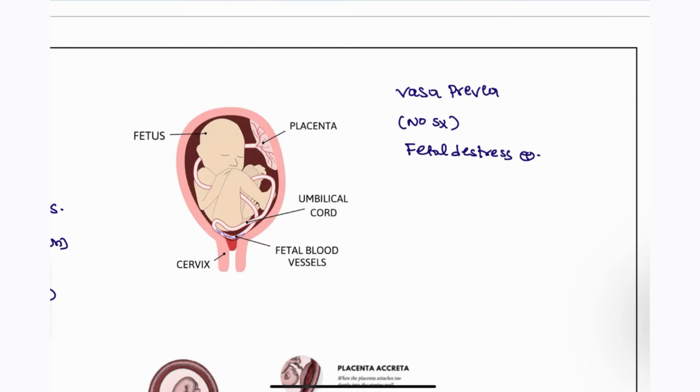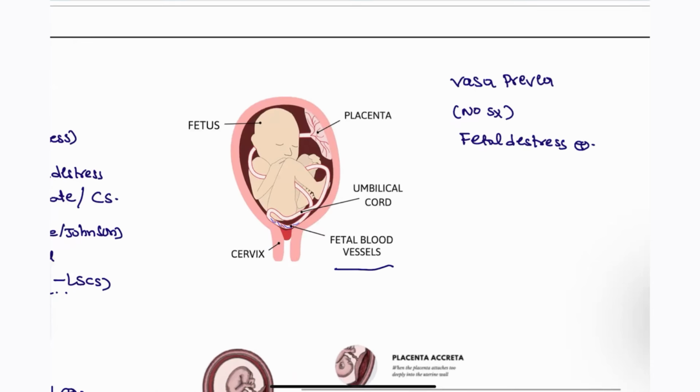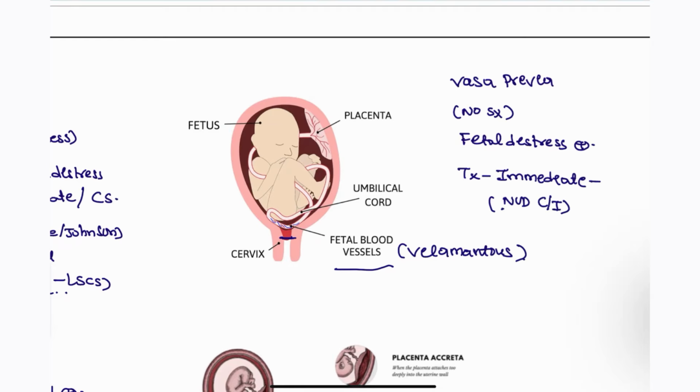What is the most common cause for this one, guys? Velamentous placenta. Just now we saw the velamentous placenta above, right? Velamentous cord insertion is going to cause it. And the treatment is immediate termination. Whether you are going to do the cesarean section or go for the NVD, guys, NVD is contraindicated here. Okay, so you are going to do the immediate cesarean section for this patient.